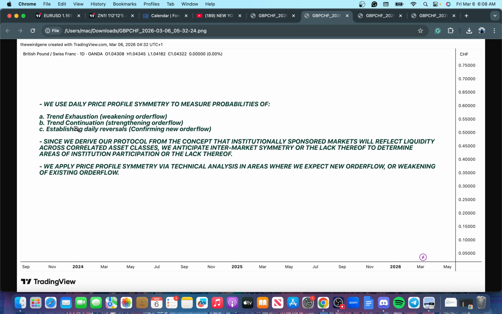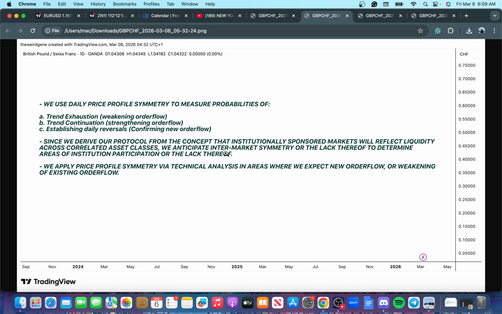So we derived the concept of applying price profile symmetry because we have an understanding of market delivery. And that understanding of market delivery essentially is that in an institutionally sponsored market, the market would reflect liquidity across correlated asset classes. We anticipate the market symmetry, or the lack thereof, to anticipate institutional flow. So we can determine when there's active institutional sponsorship.